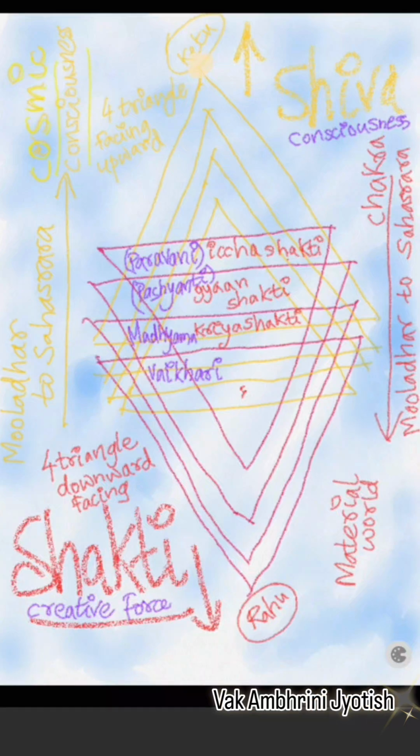Here we can see 4 triangles, downward facing, and 4 triangles upward facing. What is this actually? So let me explain this before we go into understanding Lalita Tripura Sundari Mata. You know what is happening over here?